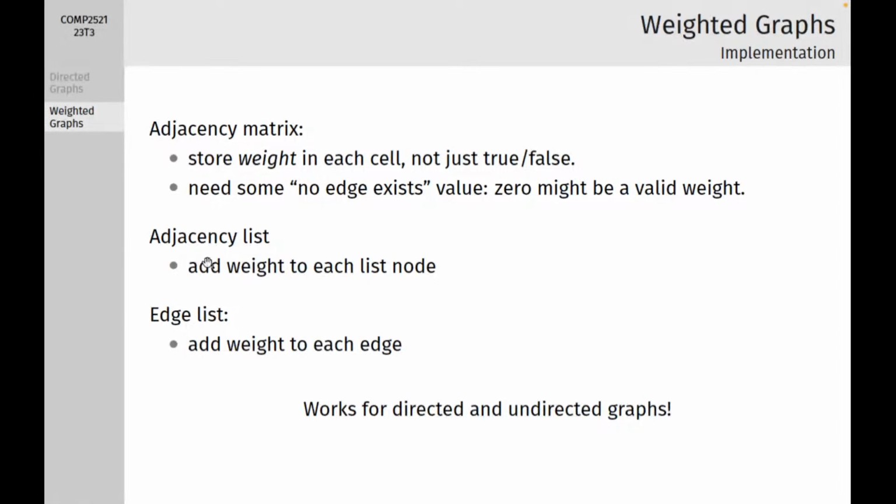All right, adjacency list. It's really simple to represent a weighted graph using an adjacency list. All you need to do is just add the weights to the list node. I'll show you diagrams of this in a second. Now, also array of edges. All you need to do there is just add the weights to each edge struct.